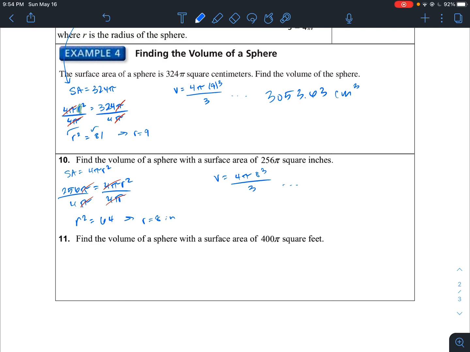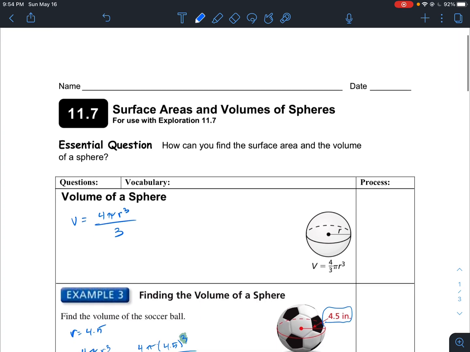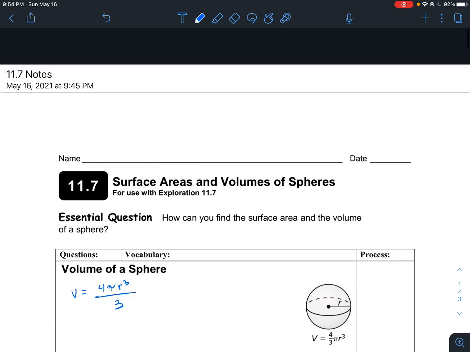And then you can do the same with 11. Okay, and honestly that's it for 11.7, and that should be pretty much everything. So let me know if you have any questions.